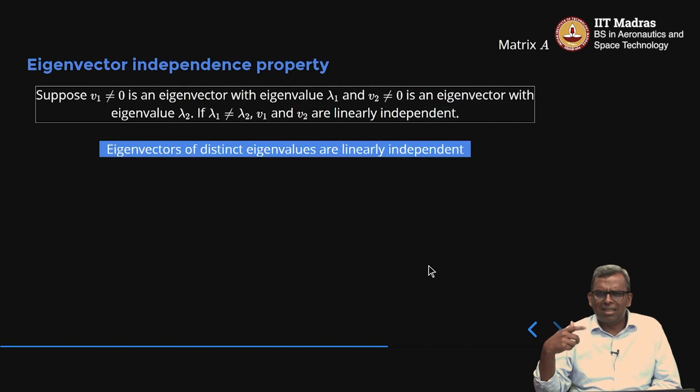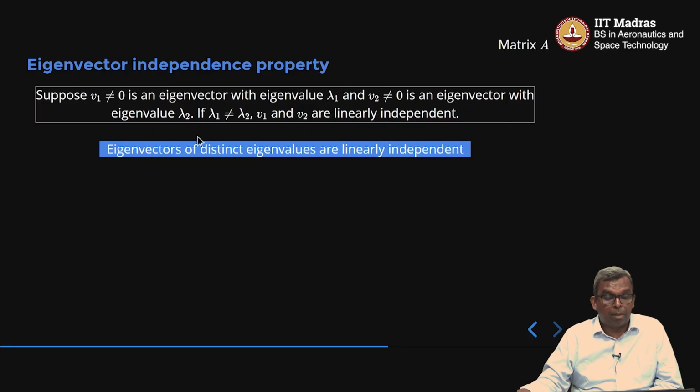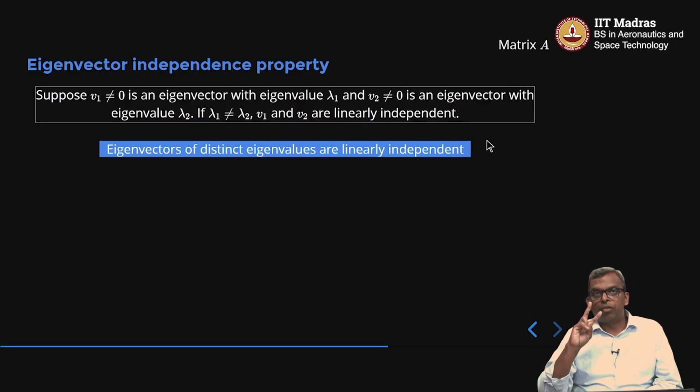I think we did this maybe in the R2 case, I'm not sure, but anyway, this one is a very important property. Let's say you have two eigenvectors, of course clearly non-zero, corresponding to two different eigenvalues. V1 is an eigenvector with eigenvalue lambda 1, V2 is an eigenvector with eigenvalue lambda 2. If lambda 1 is not equal to lambda 2, V1 and V2 are linearly independent. This is a powerful property, right? So if you have eigenvectors corresponding to two different eigenvalues, those two eigenvectors have to be independent.